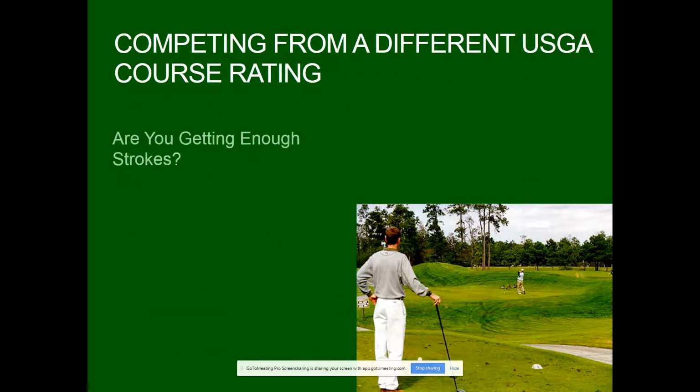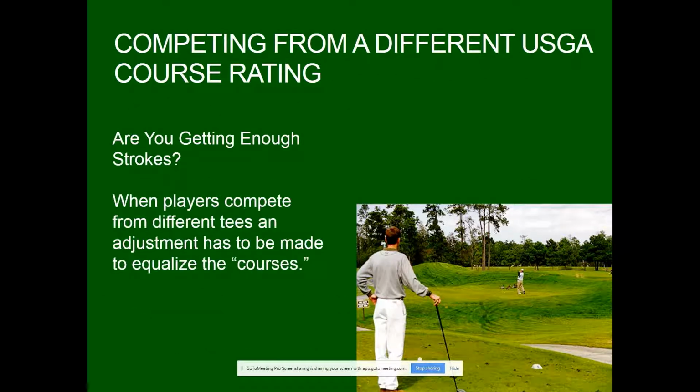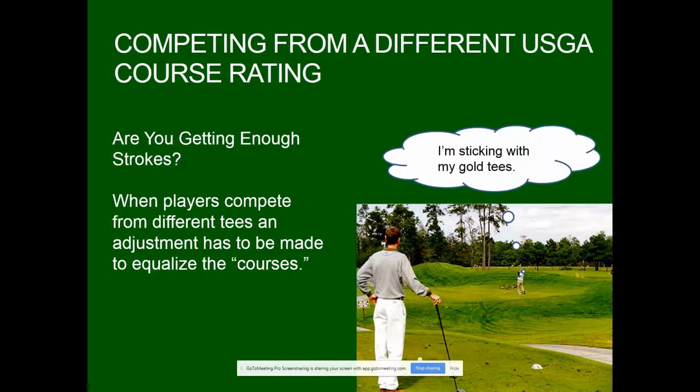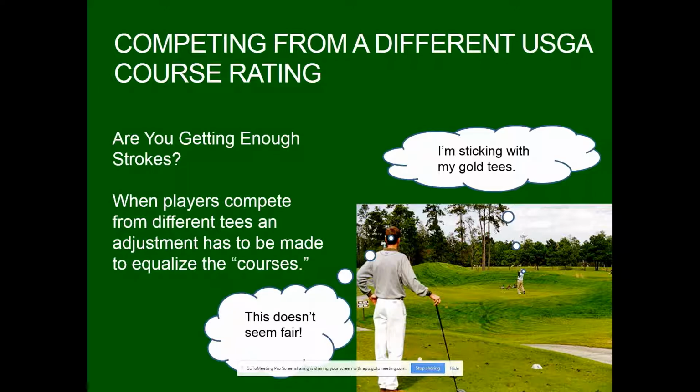So, are you getting enough strokes? You can see here in the picture, we have two individuals playing from two different tee boxes. They want to have a match, but clearly this guy wants to stick to the gold tees because that's where he's comfortable. But this guy wants to play from the white tees. And he's like, well, this doesn't seem fair. Well, you're right. It isn't fair. There needs to be an additional calculation. That's where Section 3-5 kicks in.